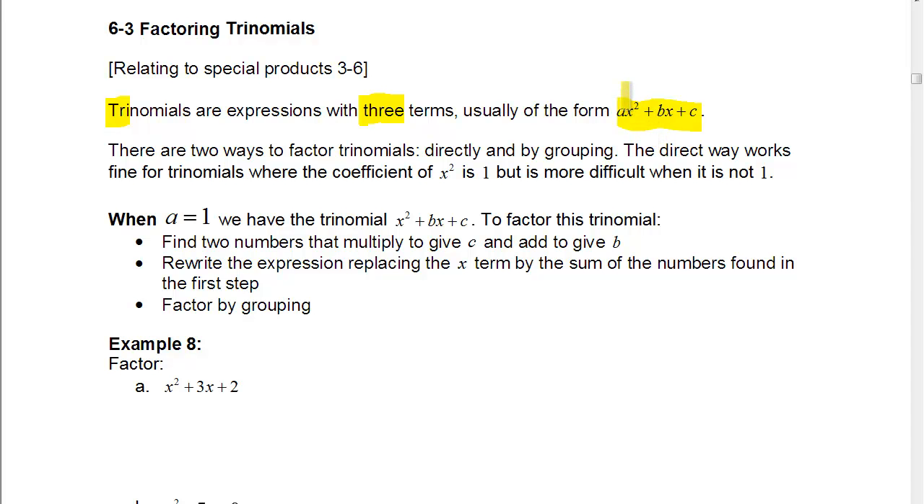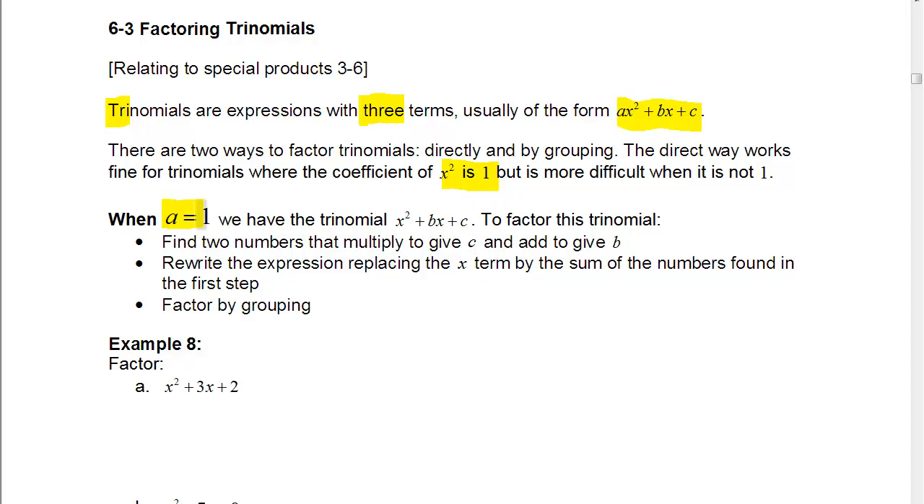And there's two ways to do this. We can do it directly or we can do it by grouping. The direct way is good when the coefficient of x squared is 1, so when a equals 1. But it is much more difficult when a is anything else. So that's how we'll do it. When a equals 1, we'll do direct factoring. But in the next video, you'll see when a is something other than 1, we'll do factor by grouping.